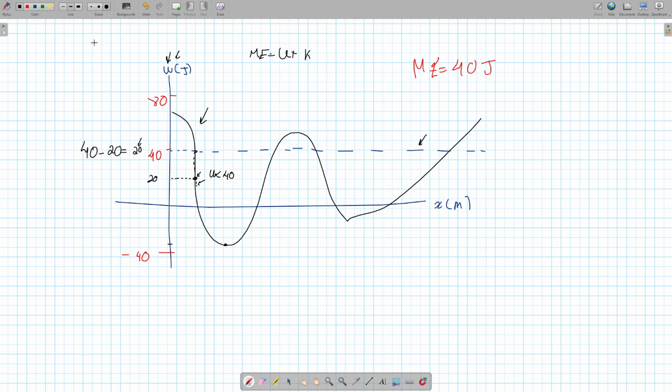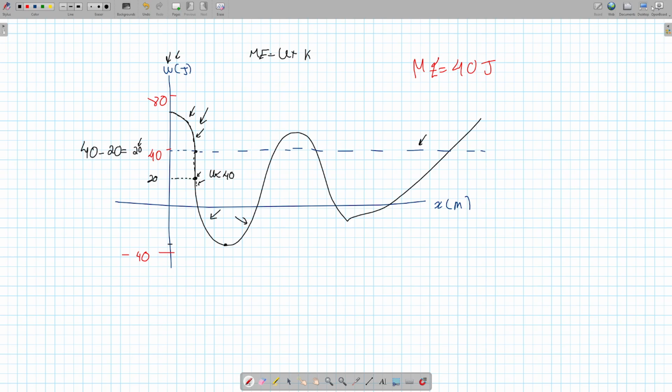Okay? So someone's going to come and ask me, okay, what if over here? It's very simple to say that the particle will not exist over here because it can't have more energy than the mechanical energy. Simple as that. The particle will simply oscillate between these 2 points, as in it goes left and right.